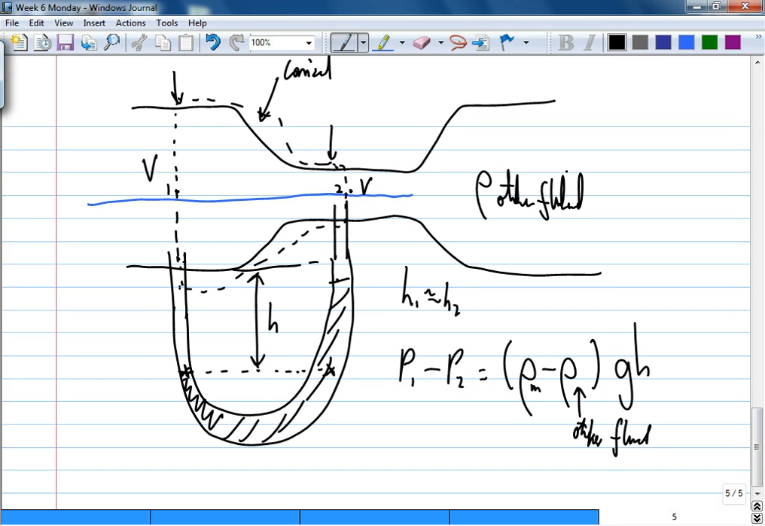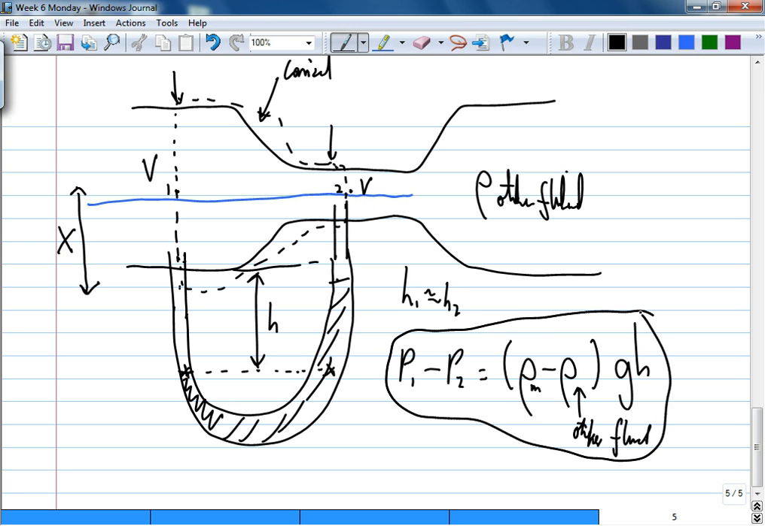Is that okay or not? For those who can't believe, I'll show you. So maybe let's call this height X. It makes no difference now, later X will disappear. For those who don't believe this one, I show you.